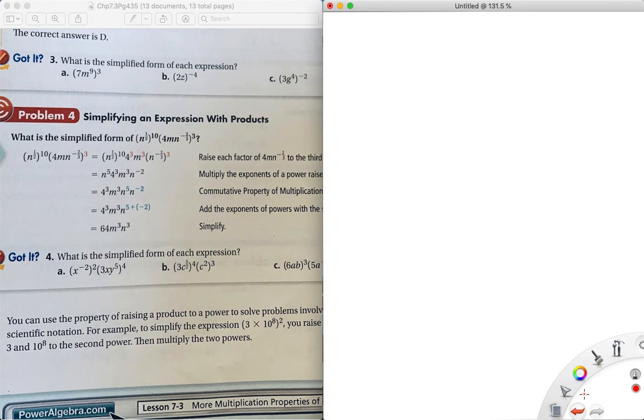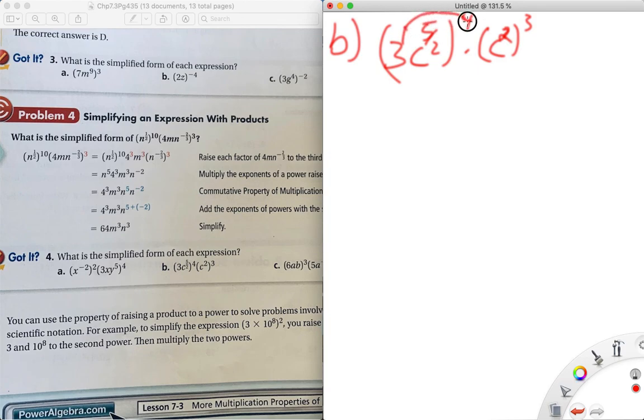that. B says we have 3 c to the 5 halves, and that's being raised to the, I'm going to put a 1 here, 4 times c squared to the 3rd power. I multiply the 4 times the 1, I multiply the 4 times the 5 halves, so this is going to be 3 to the 4th.